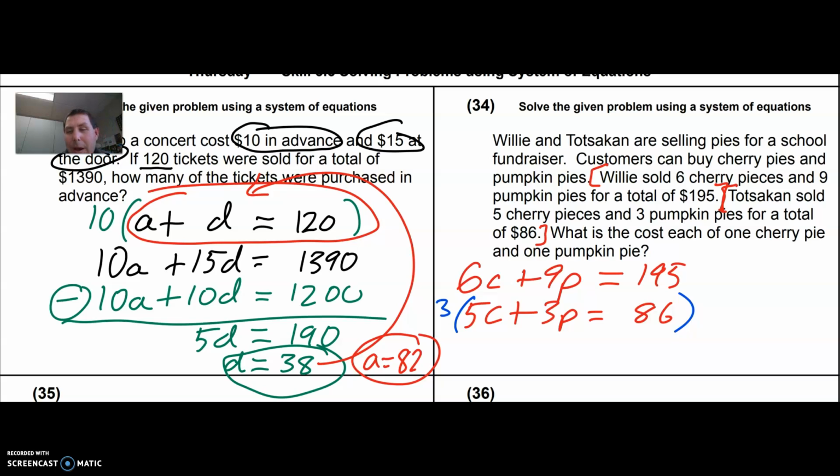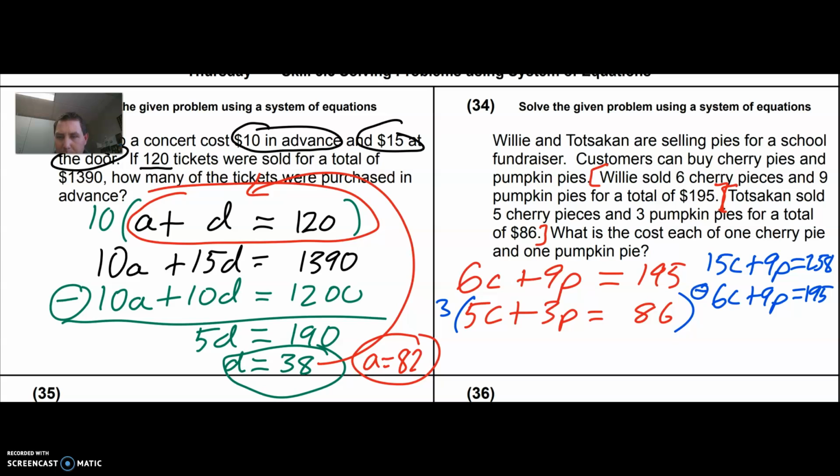So here we go. I'll multiply it by 3. I'm kind of running out of space here. Right here, 15C, because 3 times 5 is 15, plus 3 times 3P is 9P. And then 3 times 86 is 258. You can kind of see it right there. 258, and that is my bottom equation. So I'm going to rewrite Willie's equation right here underneath.